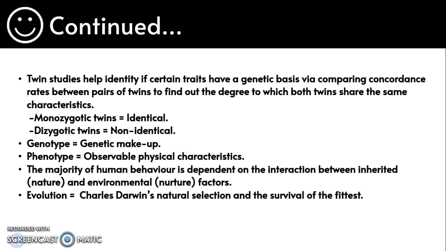Genotype is your genetic makeup, so a way to remember this is the first two letters of genotype are GE, and genetic, the first two letters are GE too. Phenotype are observable physical characteristics, so a way to remember this is phenotype, the first two letters are PH, and the first two letters of physical are also PH. The majority of human behavior is dependent on the interaction between inherited, so nature, and environmental, so nurture factors.